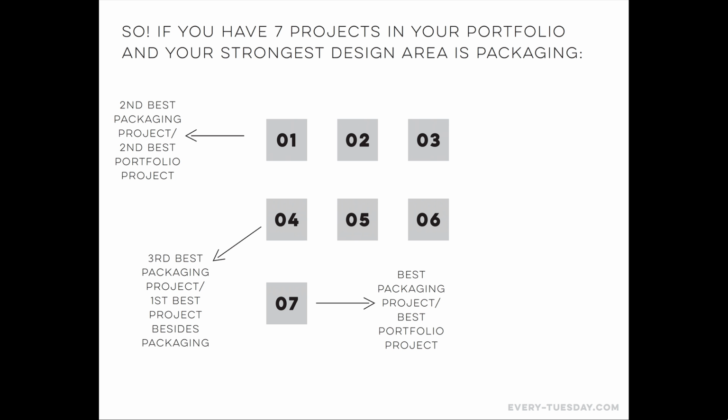So if you have 7 projects in your portfolio and your strongest design area is packaging, this just kind of shows you your first project should be the second best project in your portfolio, also associated with your best skill set. The very middle one, so number 4 here, would be either your third best packaging project or your first best project outside of packaging. And then the very last project should be your best packaging project, which should also be the best portfolio project out of all of them.